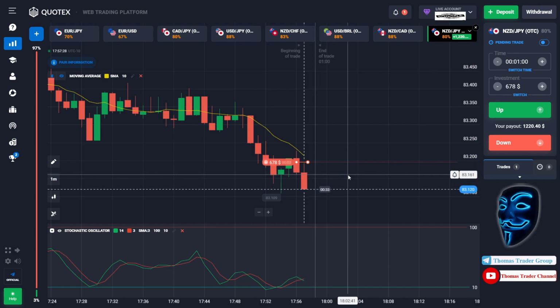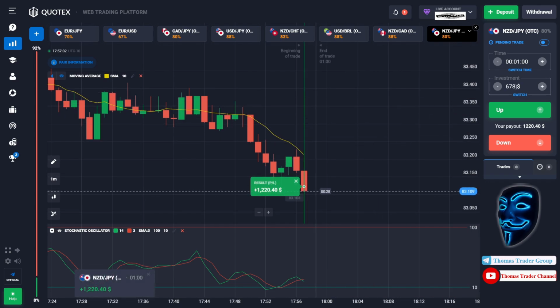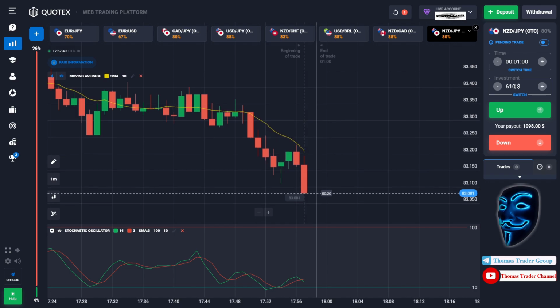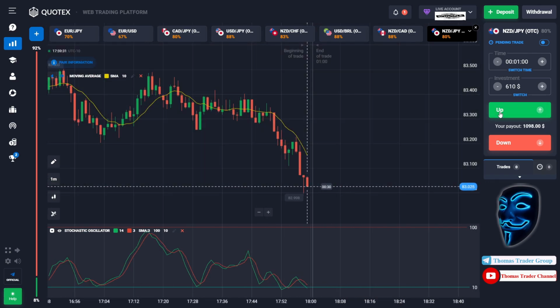We made a right prediction over here. We made a profit of $1,220. Since the maximum trade amount is only $1,000, let's divide it into 2. We will open 2 positions of $610 in the next open position. And over here we can open buy for 1 minute.